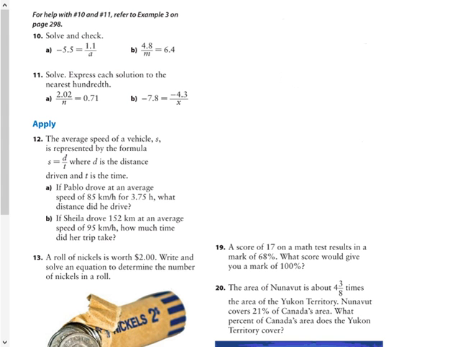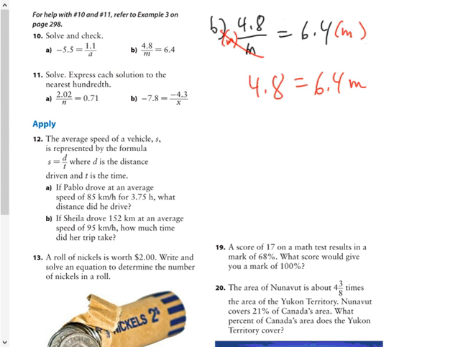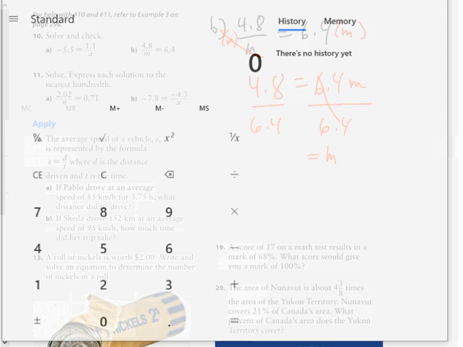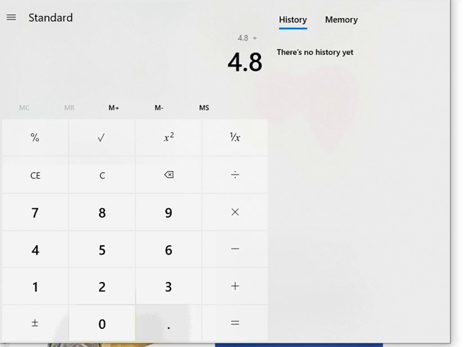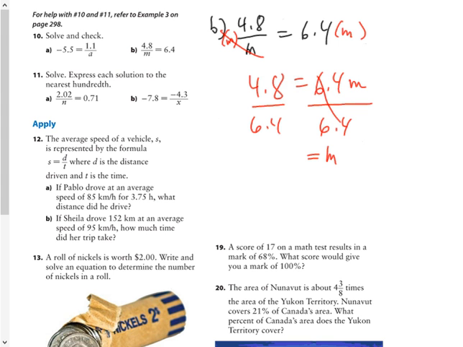Okay. B says 4.8 divided by M equals 6.4. So the first thing we're going to do is multiply both sides by M. And we're going to end up with 4.8 equals 6.4 M, or multiplied by M, a coefficient. Divide both sides by that 6.4. And M will equal whatever 4.8 divided by 6.4 is, which is 0.75. And that's our answer for that.